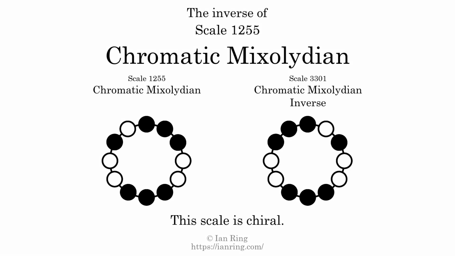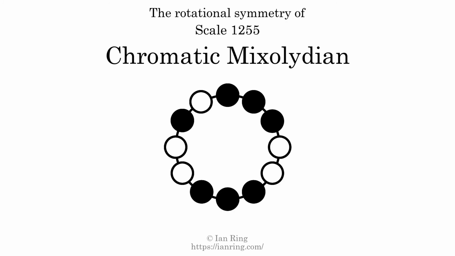The inverse of a scale is a mirror image. It is what you get when the sequence of intervals is reversed. The inverse of this scale is scale 3301, also known as Chromatic Mixolydian inverse. This scale is chiral. It cannot transform into its inverse by rotational transformation. This scale has no rotational symmetry.